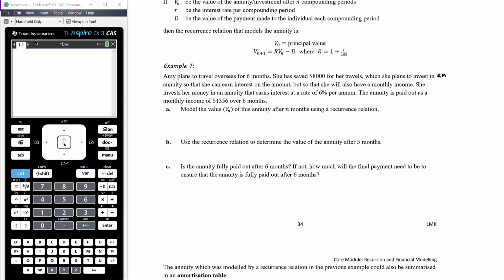Okay, so we want to model the value of this annuity after n months using a recurrence relation. The first part of our recurrence relation, remember, is V0. Where do we start? Our initial investment is $8,000.